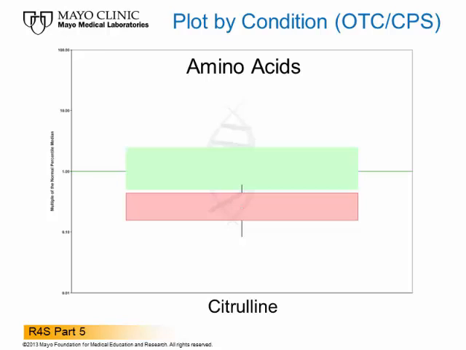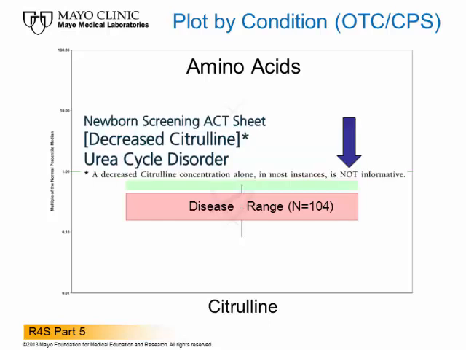Although there is a clear separation between the reference range, shown as a green shade, and the disease range, shown as the red box, the ACT sheet correctly underscores a warning that a decreased citrulline concentration alone, in most instances, is not informative per se, and could lead to an excessive number of false positive cases.